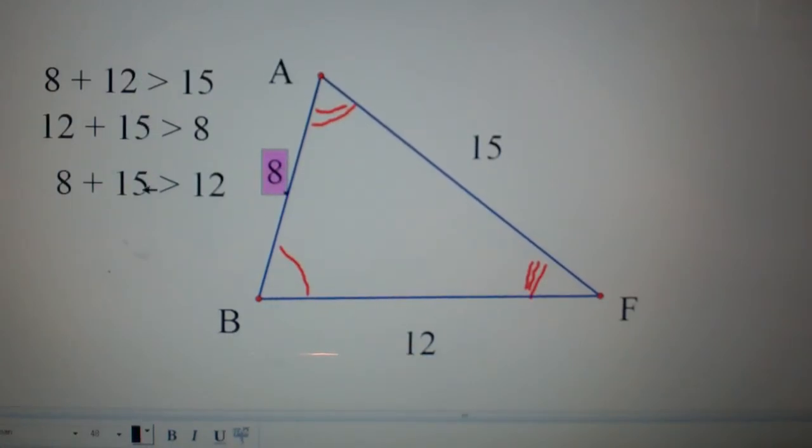If one of these were equal, so for example, if it were like 8 plus 7 equals 15, then this would not be a triangle. But since these are all true statements, when I add up two of the sides, they have to be greater than the third side, then I can say, in fact, this is a triangle.